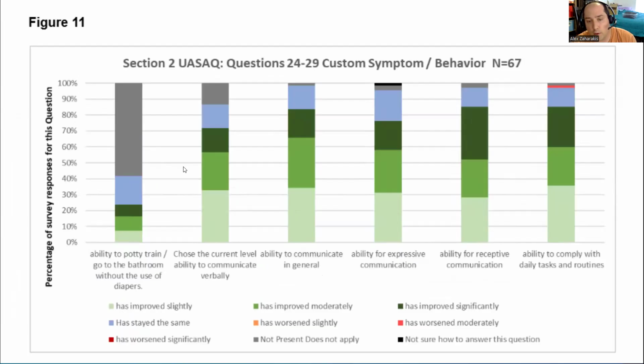Questions 24 to 29. We're going to hone in on these couple of questions here. Ability to communicate in general, ability for expressive communication, ability for receptive communication, ability to comply with daily tasks and routines. And if we look at the improvement, it's almost 2/3 to 3/4 of the representation of all the participants are showing some level of improvement in this area.